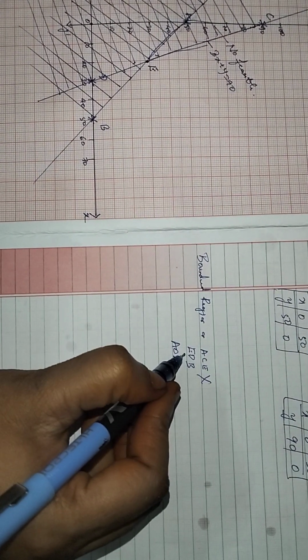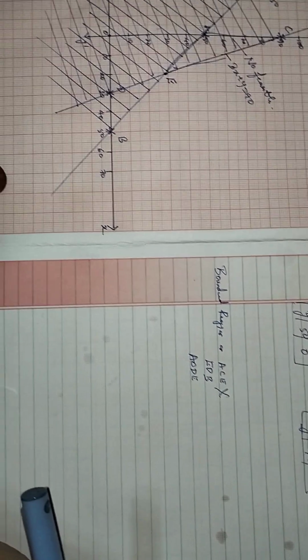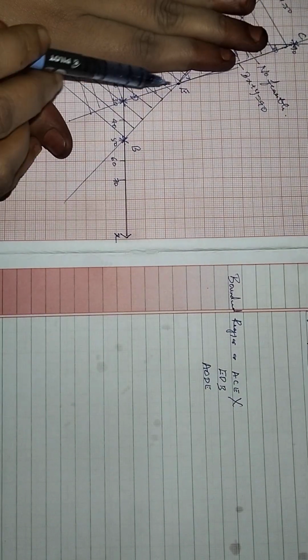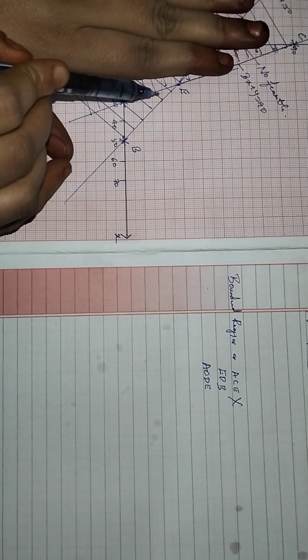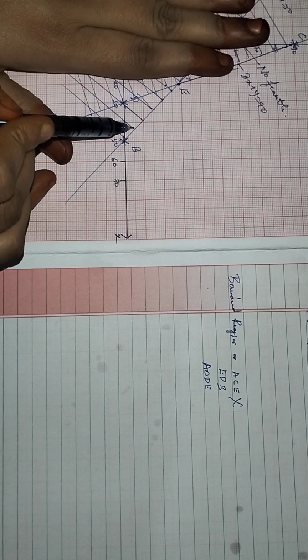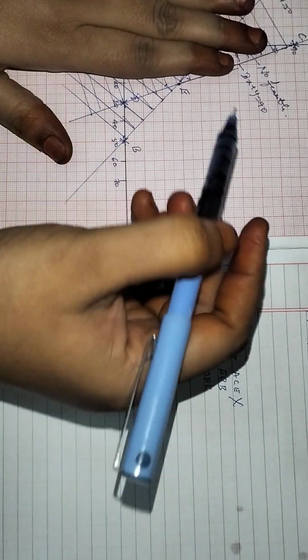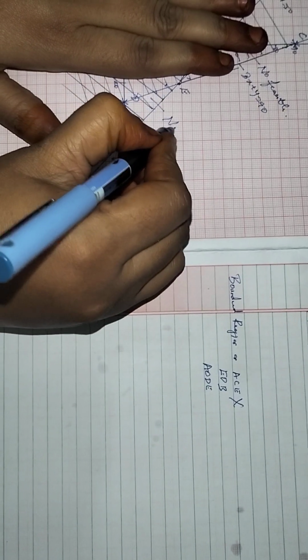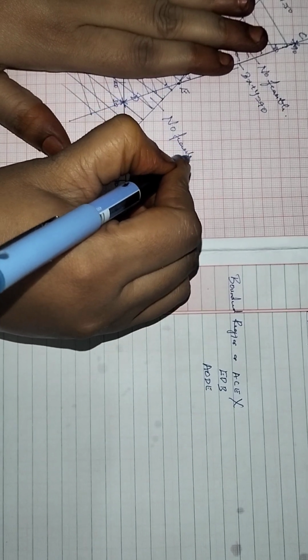So now check the region EDB. Where is EDB? This portion. Here also you can see only one line is coming. Feasible region is nothing but the intersection of the 2 given constraints. So this is also not feasible.